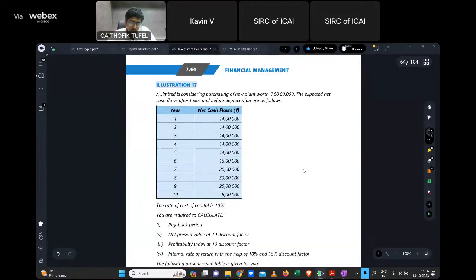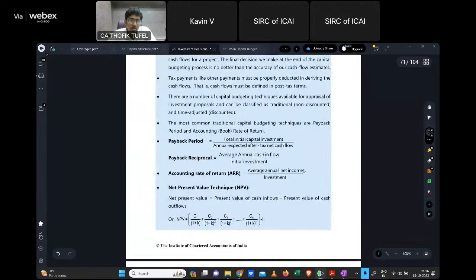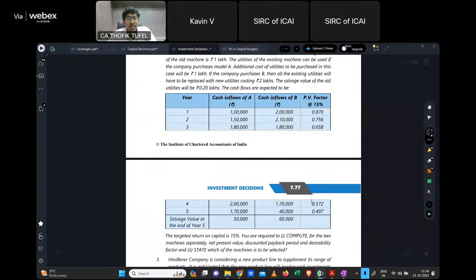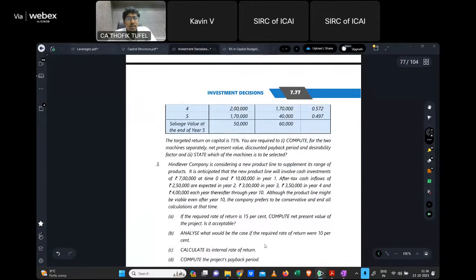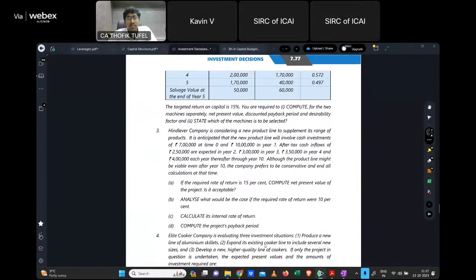So these are all case study problems. One more thing, whenever you're solving any problem, please solve from different sources. Only study material is not enough. Let me tell you, only study material is not enough, at least for financial management. Even though many questions are there, still study material is not enough.